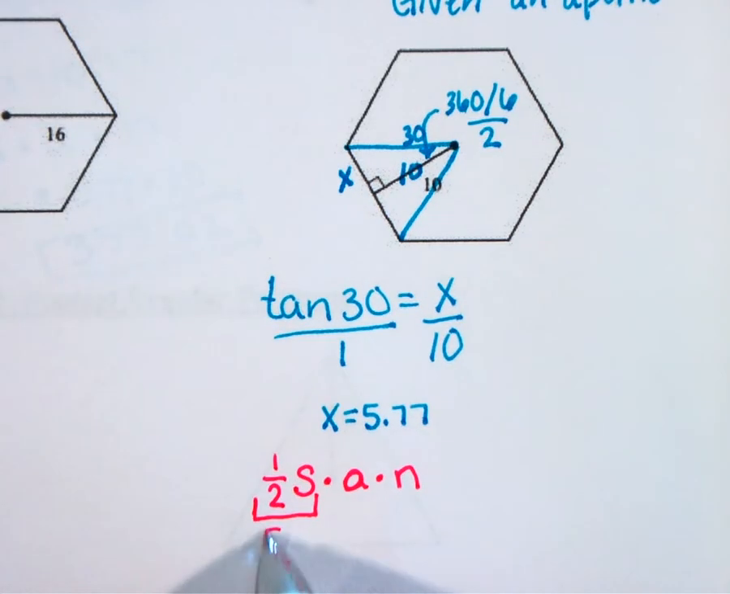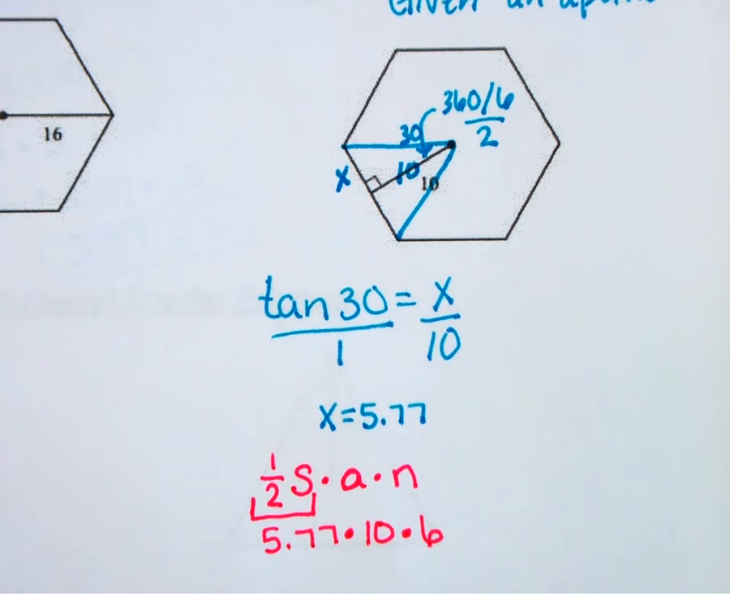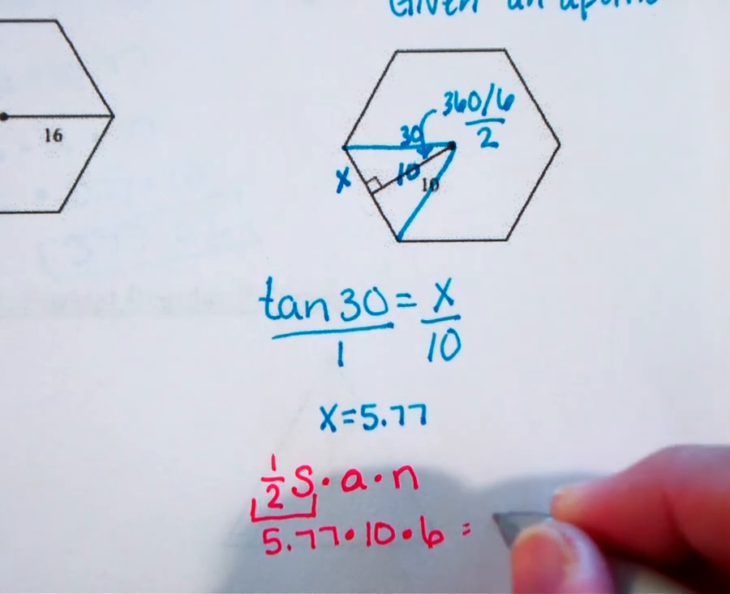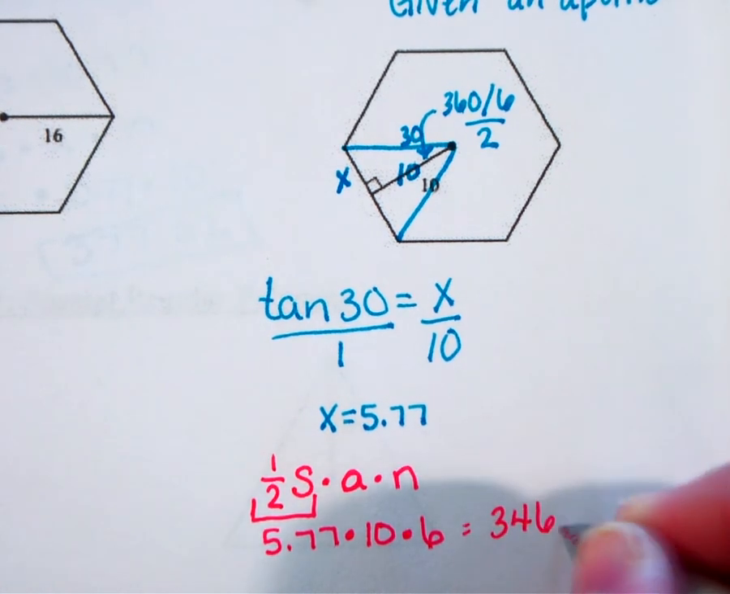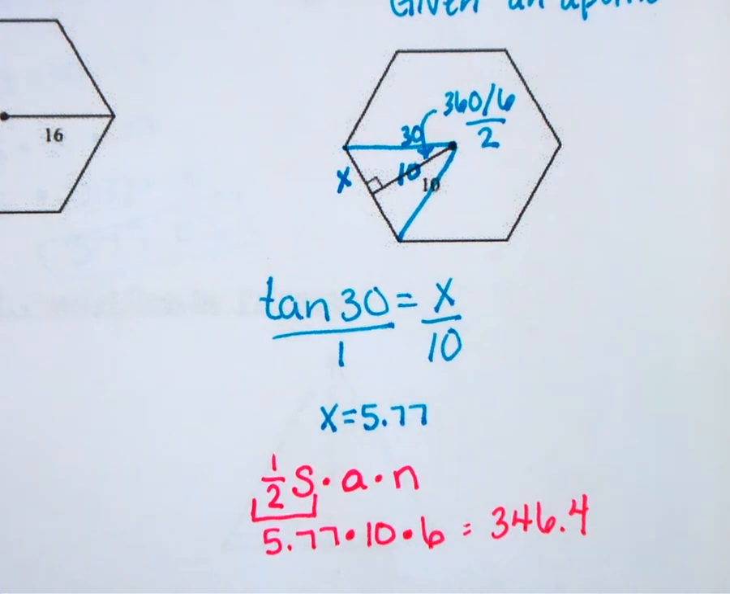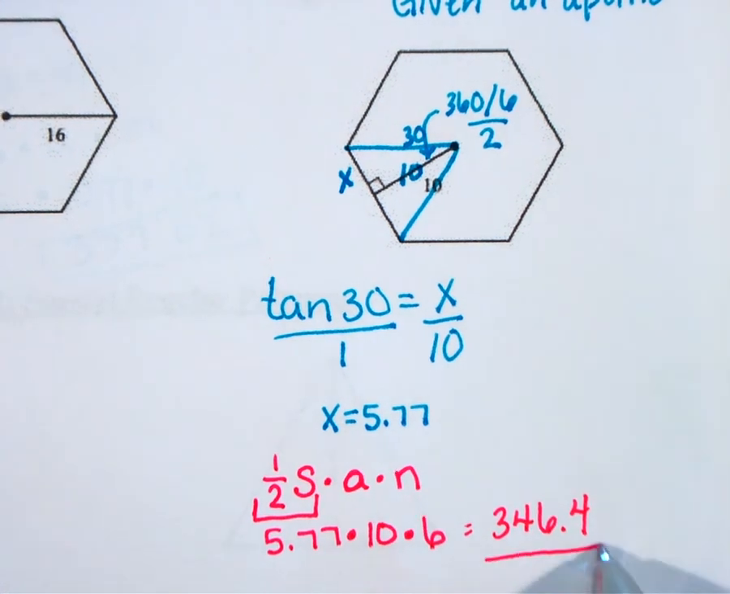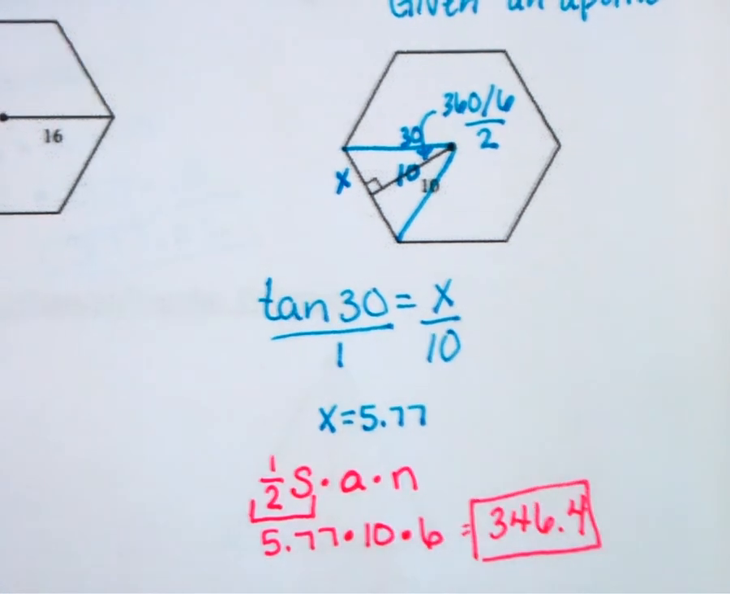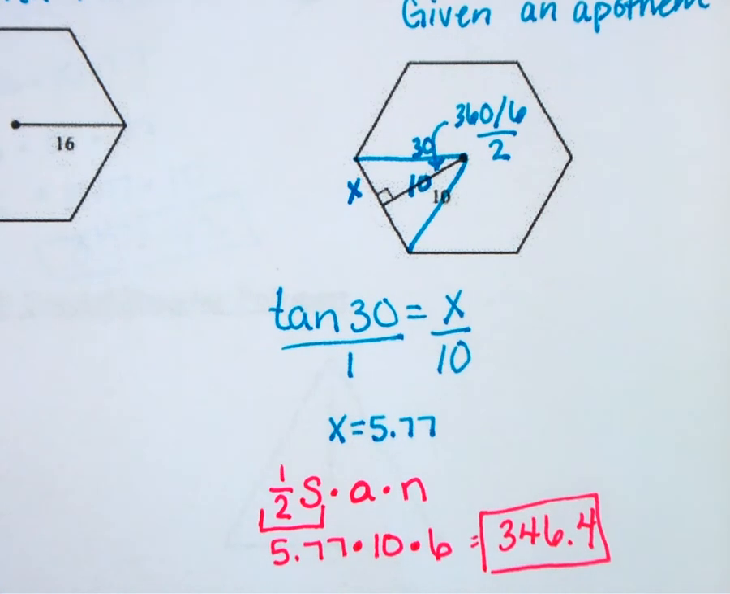So we'll take 5.77 times the apothem, which is 10, and then we'll multiply that by the number of sides, which is 6, because this is a hexagon. Okay, so I'll take my 5.77 times 10 times 6, and I get 346.4. And because it's area, it would be units squared, but there's so much for us to worry about on these problems that we're kind of not worrying about the labels because none of the numbers are labeled.